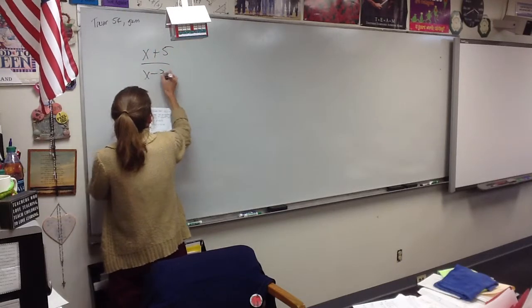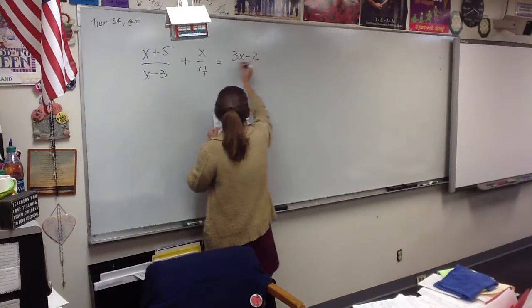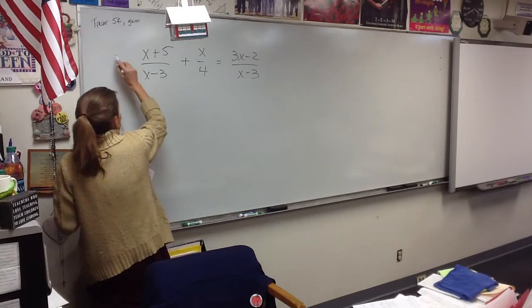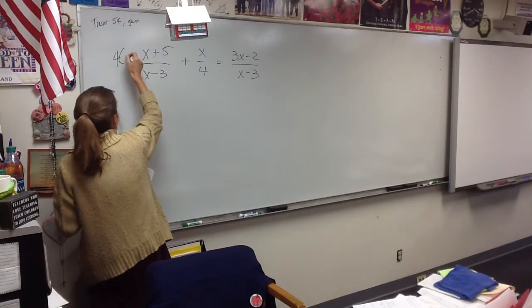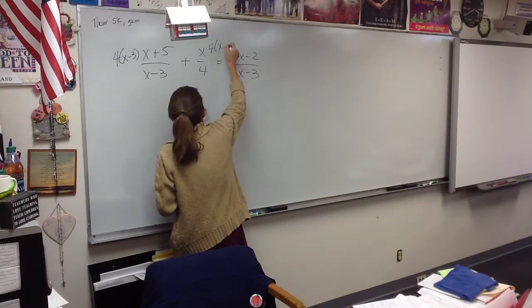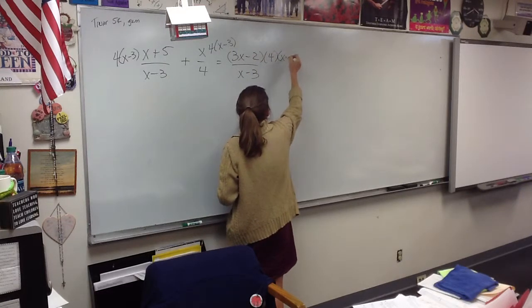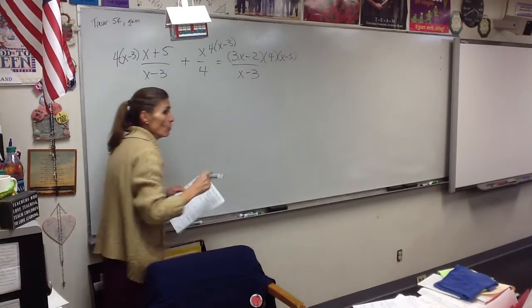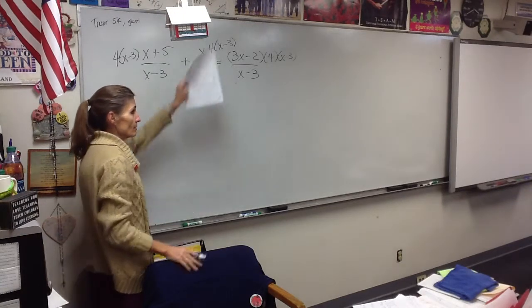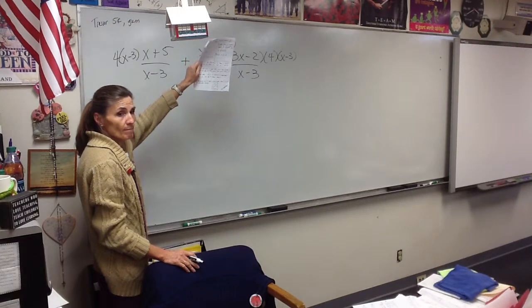Here's problem number 1. What am I going to do to solve this? Multiply the denominator by 4 times x minus 3. I'm going to multiply every one of these terms by 4x minus 3. Every single one of them. These are GTQs, guaranteed test questions, so let's just get through it, okay? Here we go.